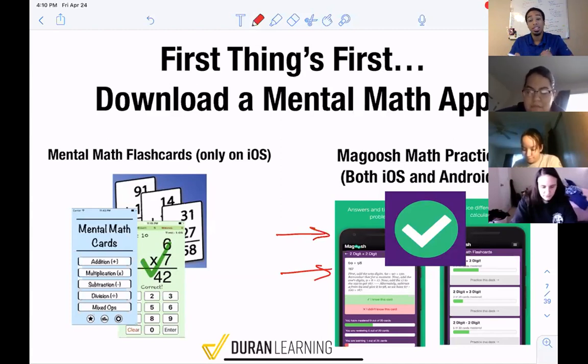But I know that these apps work because I've used them myself when I tutor my students. So I don't know the creators of the apps, so I'm not advertising for anybody. They're free apps. Go ahead, download it, make good use of it.